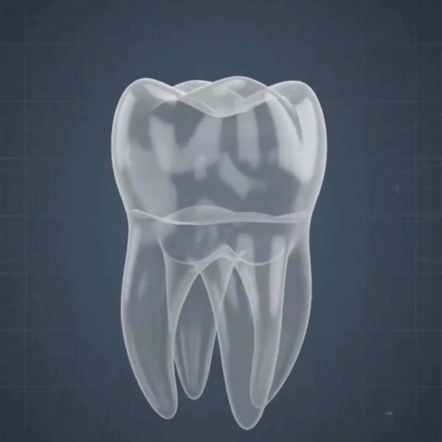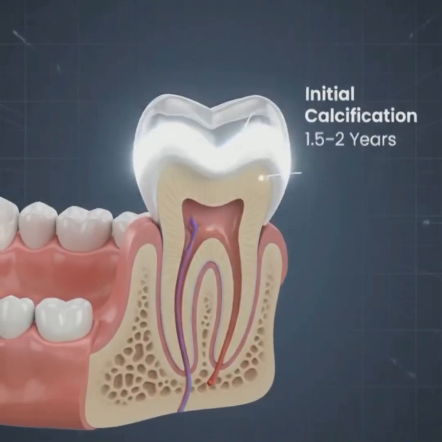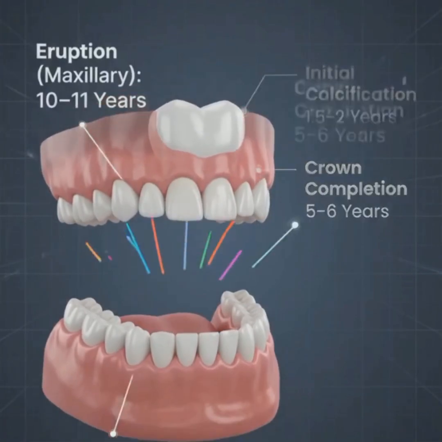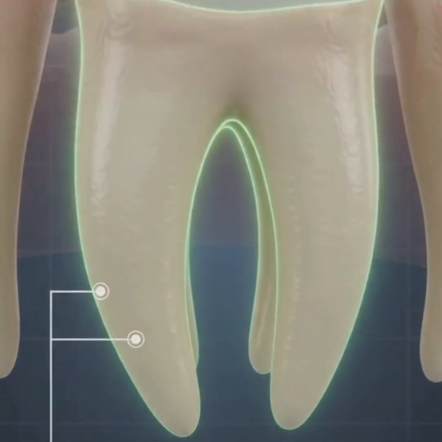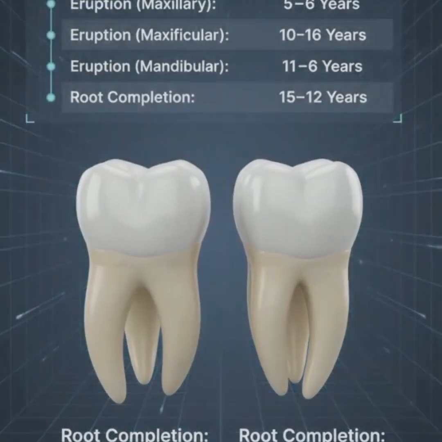Let's review the first premolar. Calcification starts by 2 years. Crown completion occurs by 6 years. It erupts between 10 and 12 years.